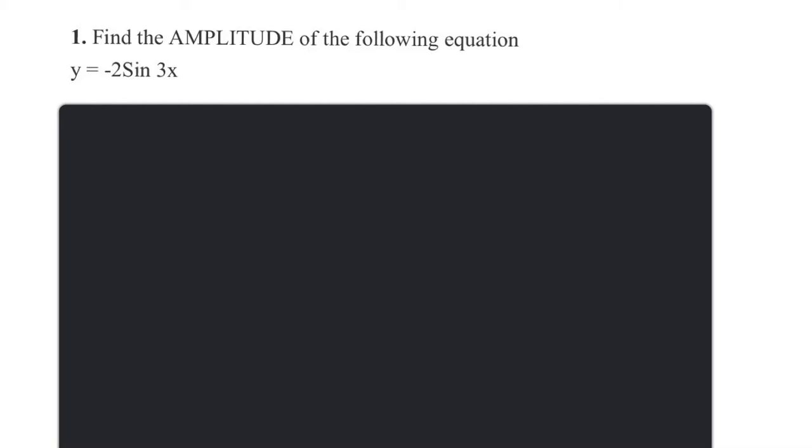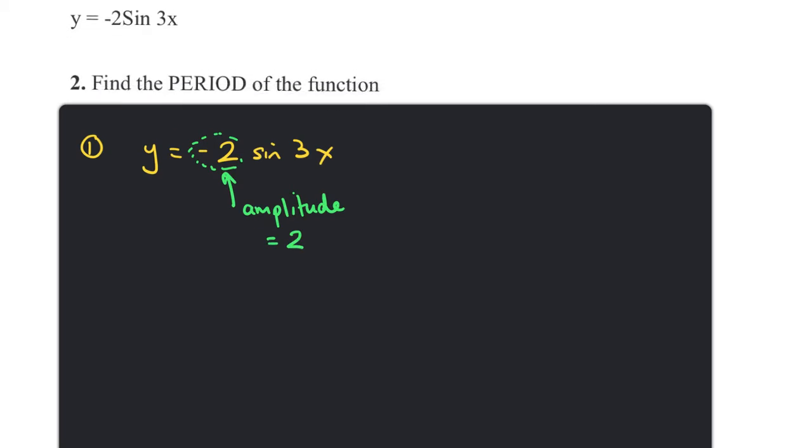Question 1 in the exam review, find the amplitude. y equals -2 sine 3x, and we know the amplitude comes from this number here, but we've got to be careful because it's not -2, it's going to be the positive value of this, so the amplitude here equals 2. Nice easy question to start off.